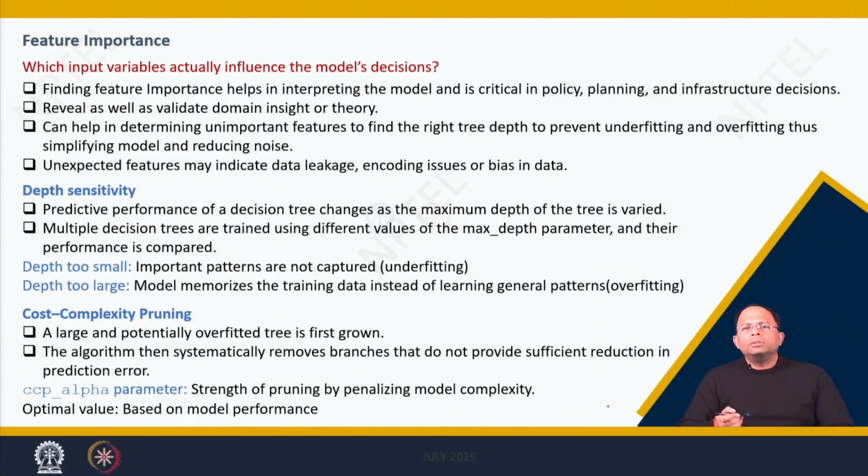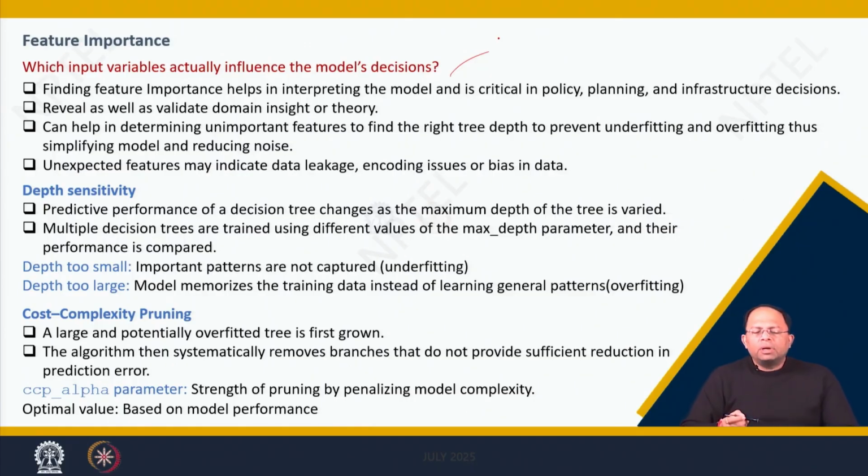So in addition to checking the accuracy of a model for this kind of classification task, because decision tree is the first classification model that we are learning, there is another important thing that we need to understand, that is feature importance. That means which input variables actually influence the model's decisions. Not all variables are important. So whenever we are building a model, we are trying to find out which are the major features playing a role in the decision for a person to choose bicycle or not.